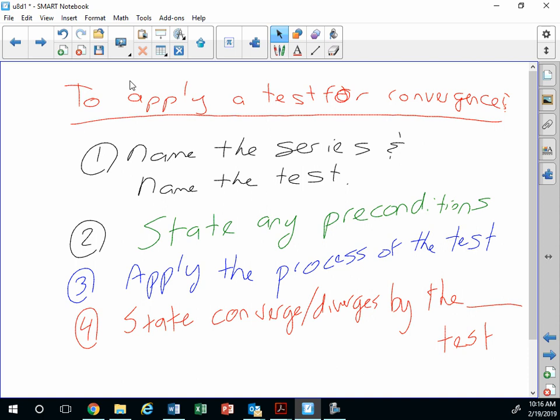What are the preconditions for the divergence test? There are none. It literally is it: you have to write it as a sum, and does the limit... that is the limit. That has no preconditions. So naming the series, the test, and then just go for it. Simplify.